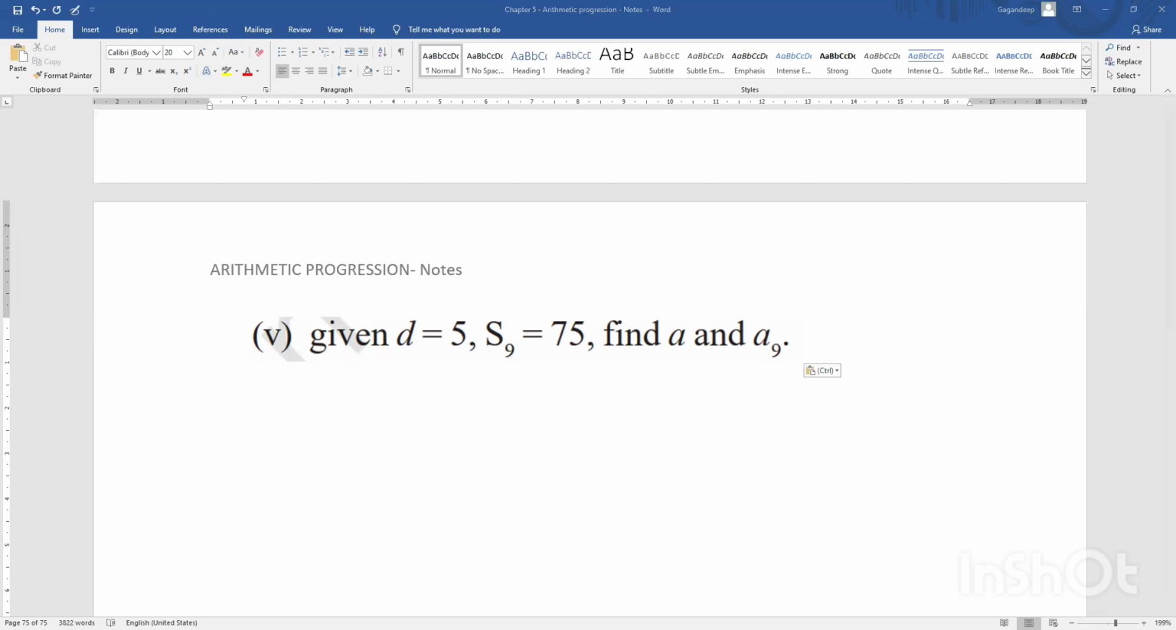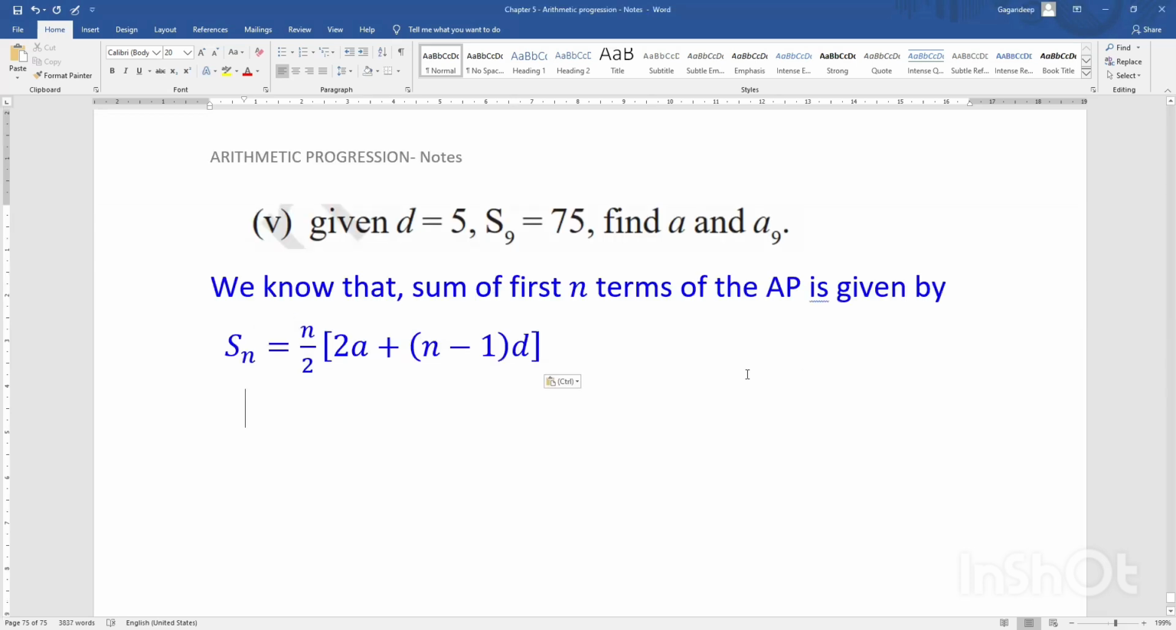So now here in the fifth problem, we are given D equals 5, S9 equals 75. Find A and A9. Okay, so that means we are given the common difference 5. The sum of 9 terms is 75. We need to find the first term and the ninth term. So now for this, I'm going to take the Sn formula. So Sn is equal to n by 2 into 2a plus n minus 1 into d.